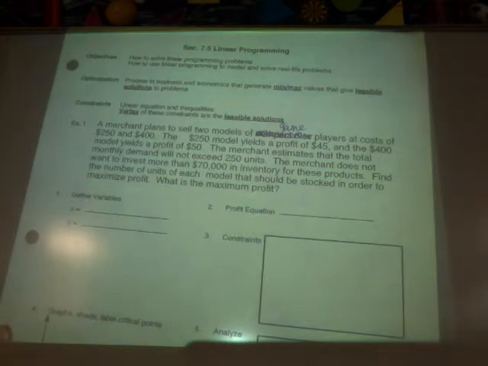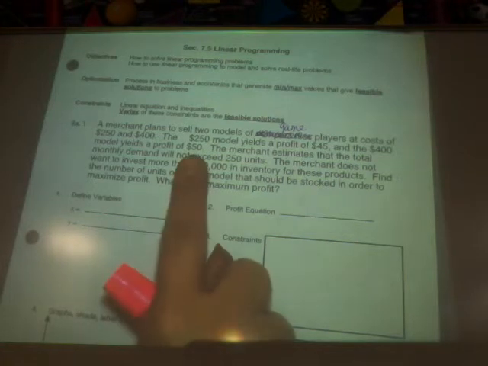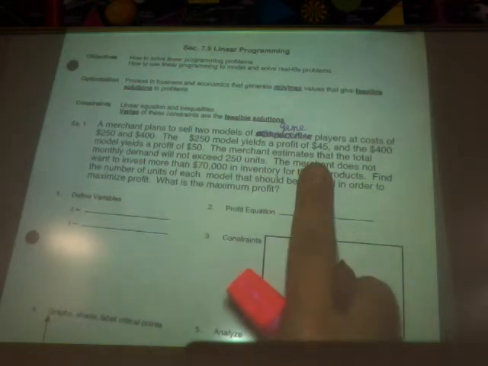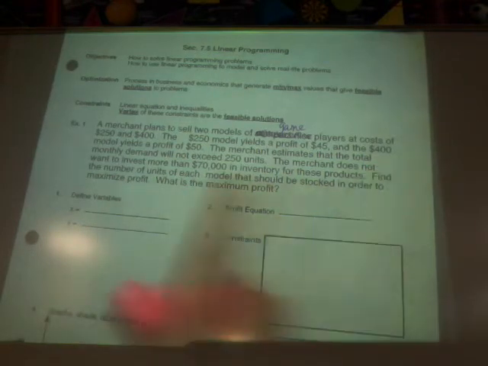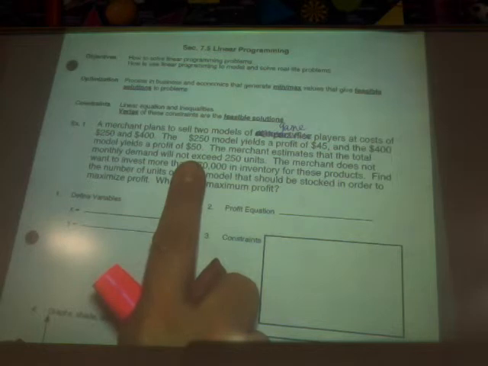Guys, let's stay focused. So we've got a game player at costs of $250 and $400. We have 2 different game players. The $250 model yields a profit of $45, and the $400 model yields a profit of $50. So it's going to cost the store, let's think of it as Walmart, $250 to buy it, and they're going to make a profit of $45 on it. Or it's going to cost them $400 to buy the more expensive one, but they have a higher profit margin. They get $50 on that.